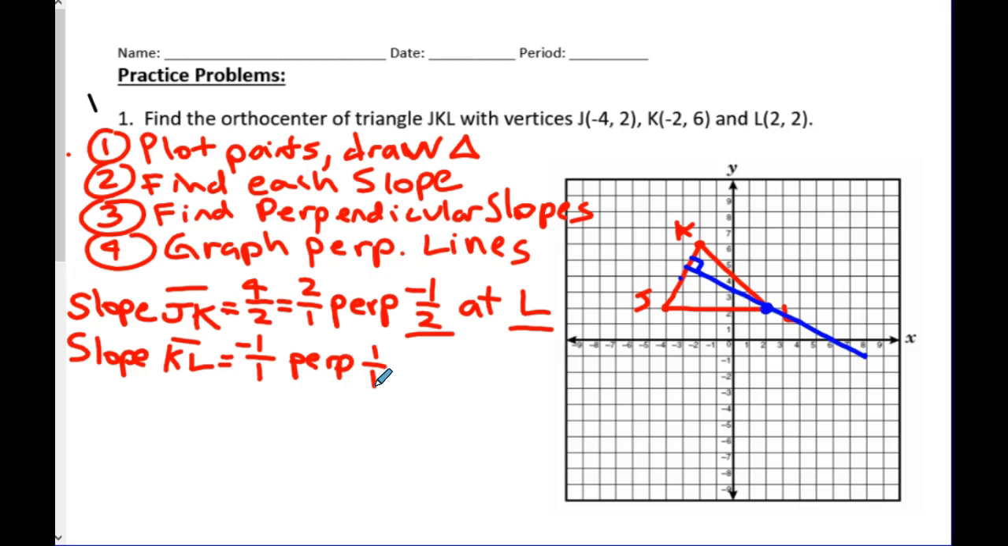So real quick, what's the third point? KL, the other point is J. So we're going to use 1 over 1 at J. Okay, so put a point at J. You should do this. And then from J, we're going up 1 over 1. That means up 1, right 1, up 1, right 1. So put a point, put a point, put a point, up and to the right, up and to the right. And then you can draw that line.